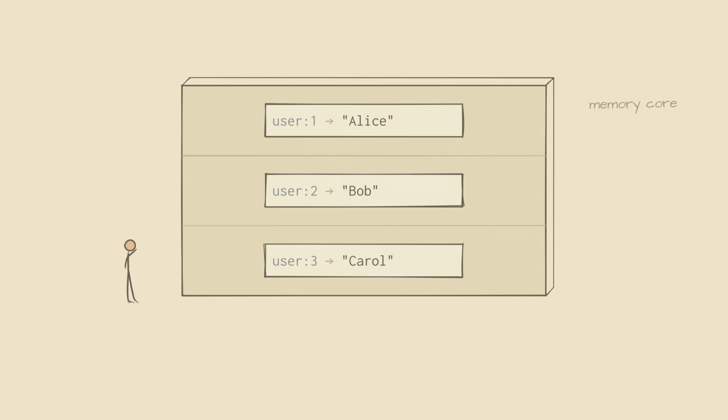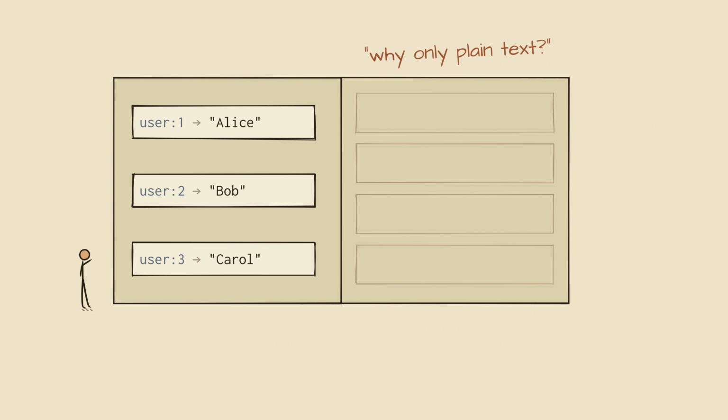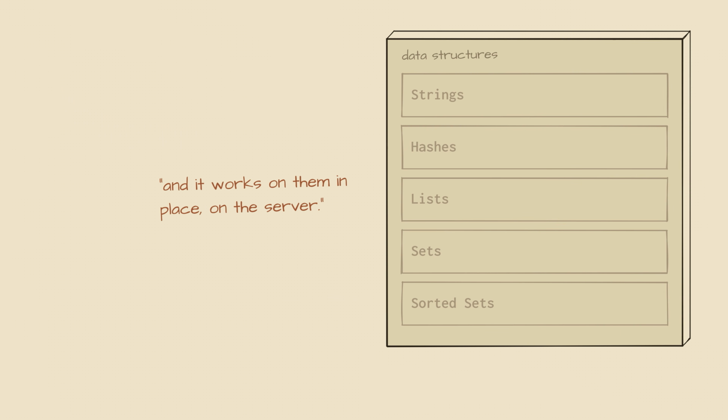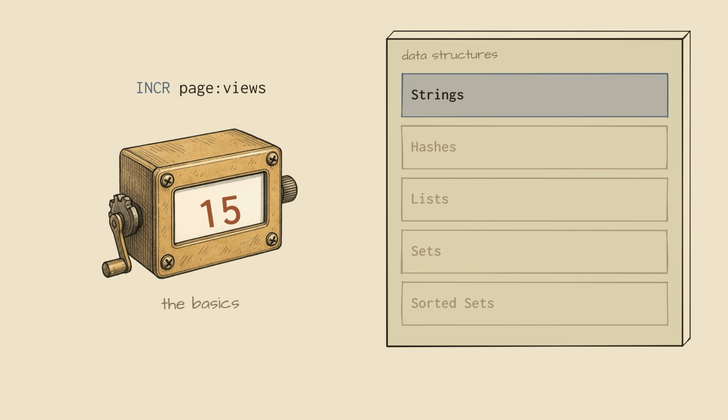So far, Redis holds simple values by key. That's already a decent cache, but here's the leap that makes it so much more. Redis owns the server, and it's all in memory, so why limit it to plain text? So Redis gives you real data structures and works on them right here on the server instead of dragging data back and forth to your app. You already know strings, plain values and numbers like the atomic counter from a minute ago.